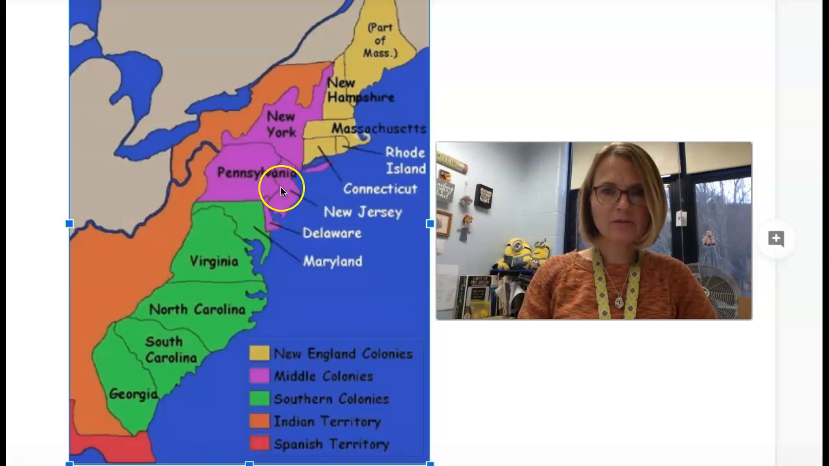So just because there's no names inside these two does not mean they don't have a name. We got to look for them. And so you'll notice a little line, and then there's the name. New Jersey is pointing to here, and Delaware is pointing to here. So these are the colonies we're going to be talking about: New York, Pennsylvania, New Jersey, and Delaware, the middle colonies.